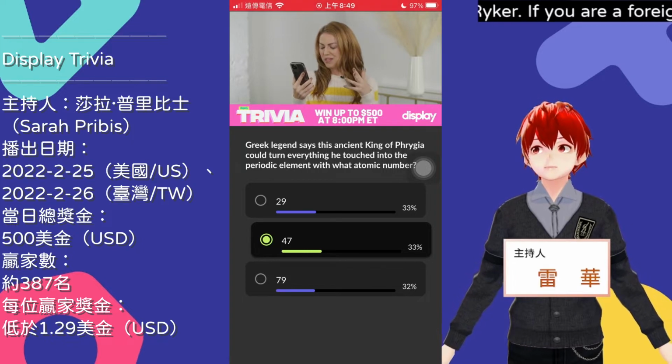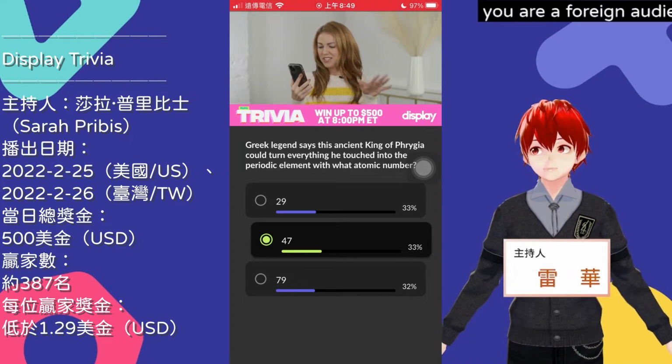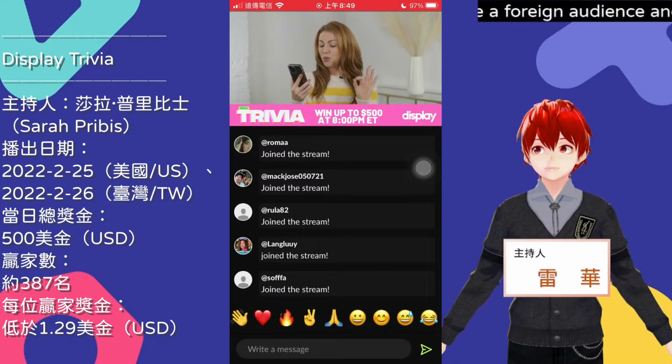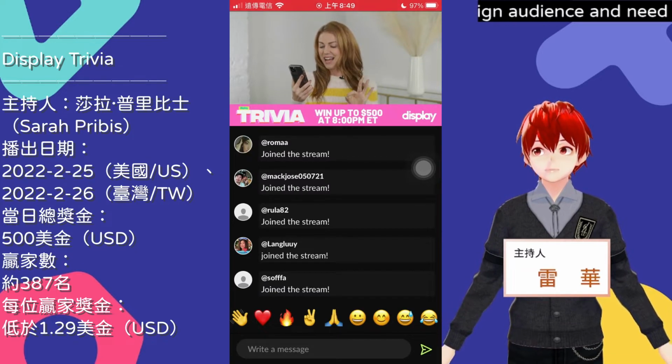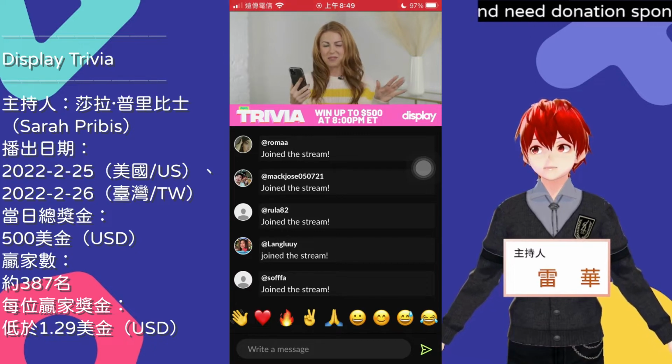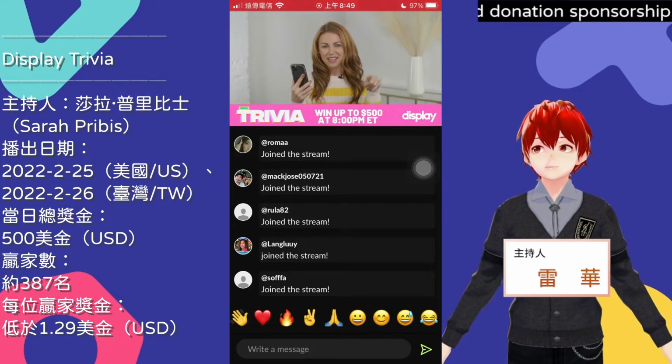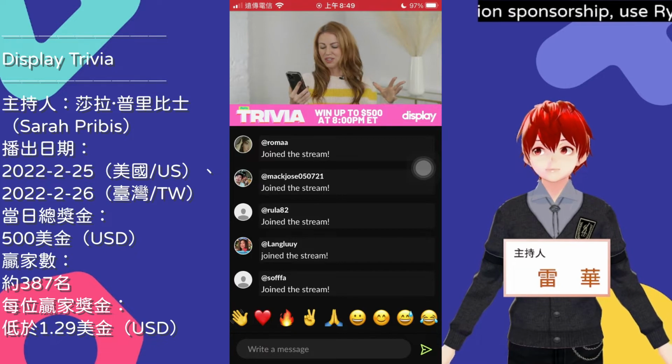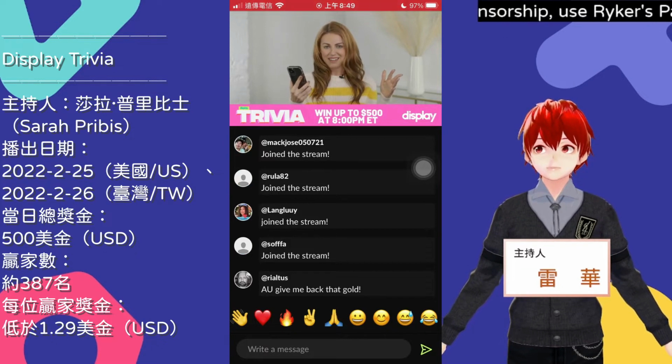Ooh, we were really split on this, huh? A third went to each single number. The correct answer is 79 for question 8 tonight. Just to be clear, 79 is the atomic number for gold, and that's what King Midas, what he would touch, would turn to gold. If you got that right, how did you know it?